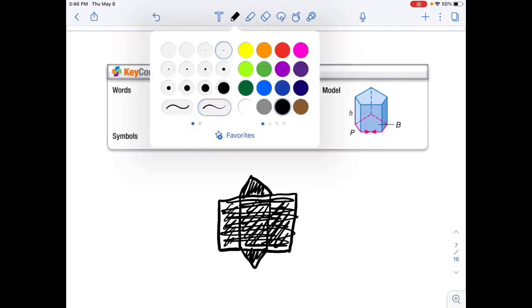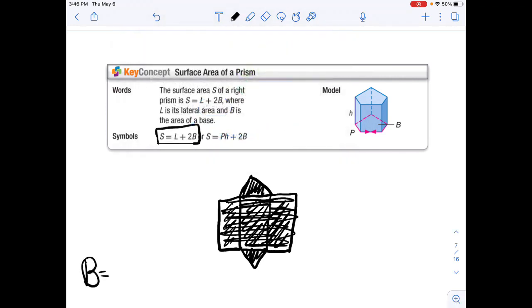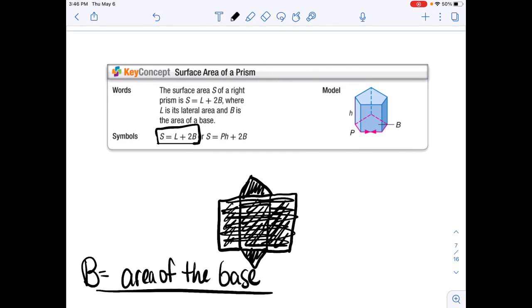Now big B stands for area of the base. Okay, and we have to multiply it by 2 because there's 2 bases. Anyway, you have to have the variable big B, capital B, because not all bases are triangles. Sometimes they're pentagons, sometimes they're hexagons, octagons, squares, rectangles. You name it, okay? So that's why we have this big B standing in.